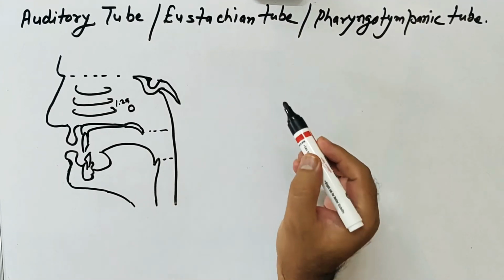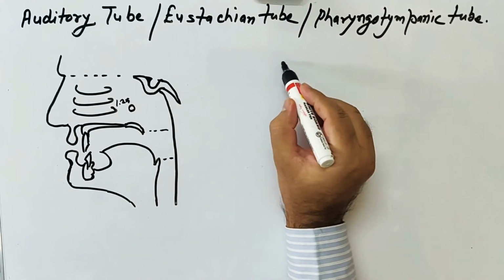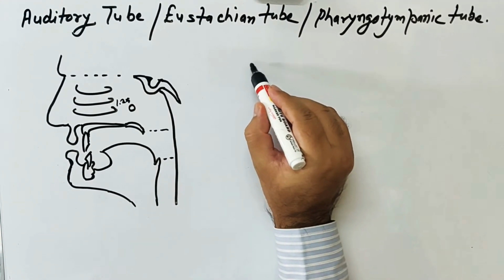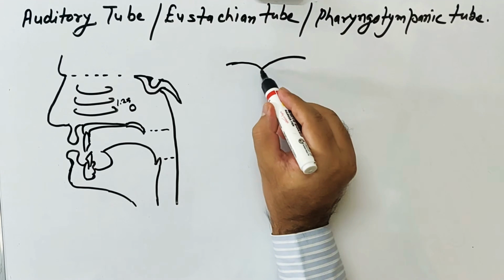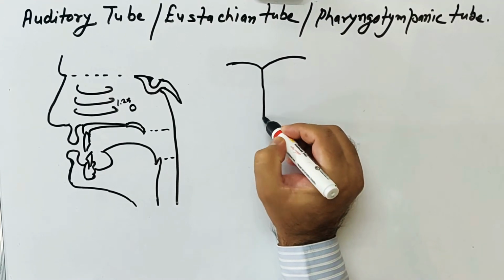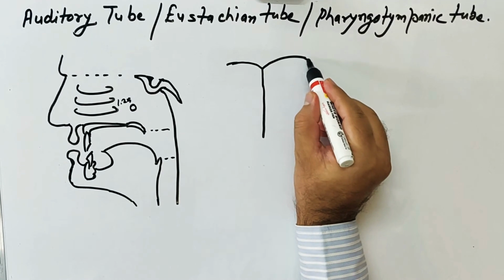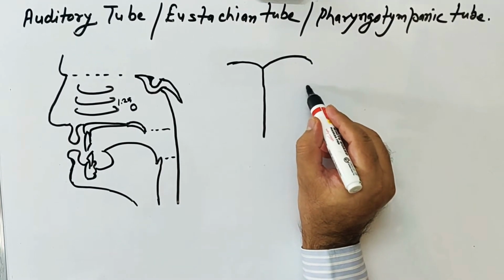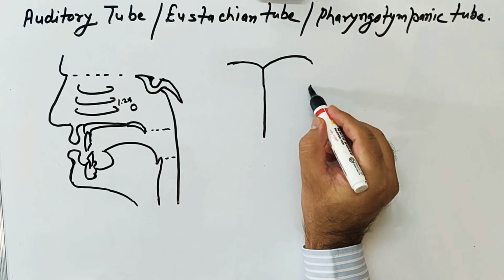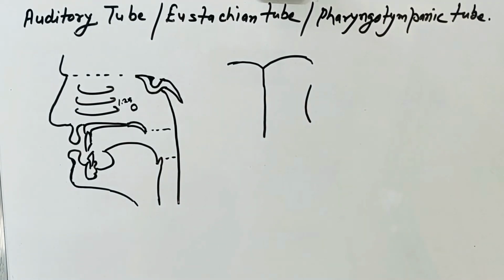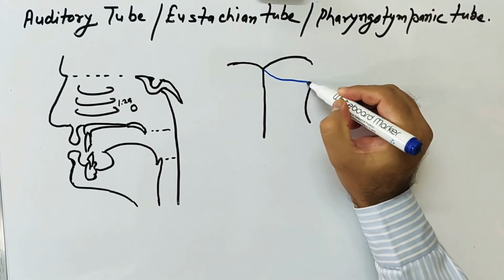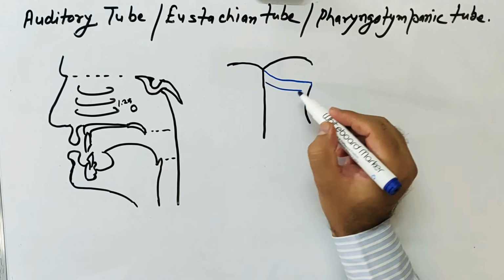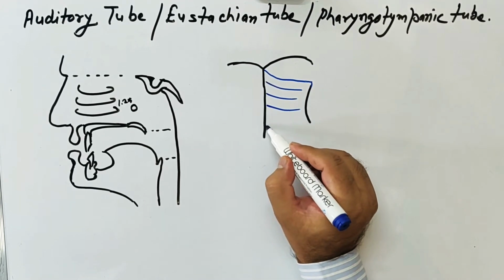So first of all we'll make a diagram here. Here lies the median raphe, and this is the superior constrictor of the pharynx.